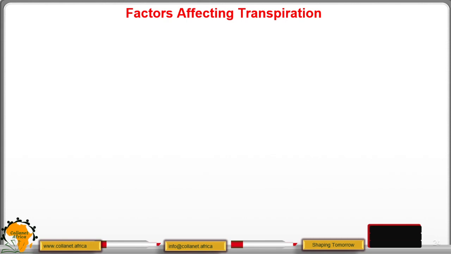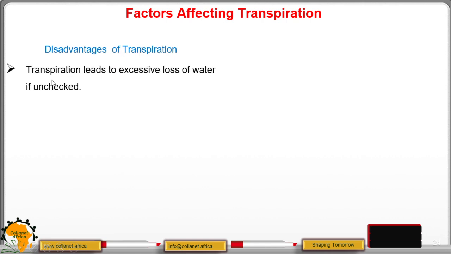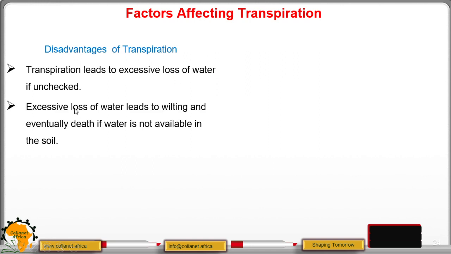Hello students, we are still discussing transport in plants, but for now we are looking at factors affecting the rate of transpiration. First, let us begin with the disadvantages of transpiration. Transpiration leads to excessive loss of water if unchecked. This excessive loss of water leads to wilting and eventually death if water is not available in the soil. Thus, the plant is likely to die in case of water shortage.